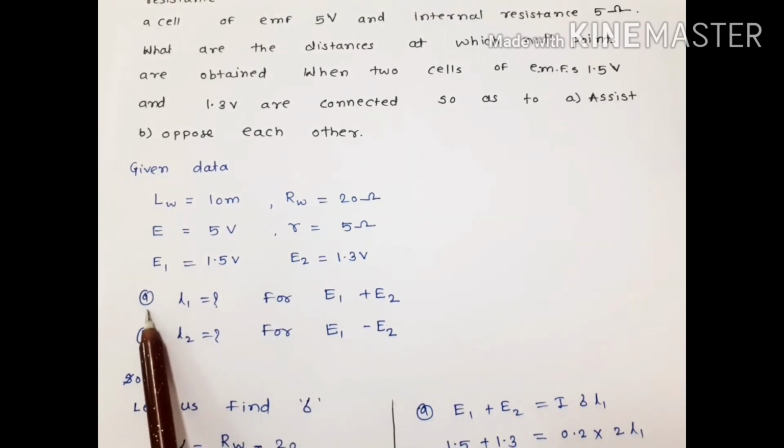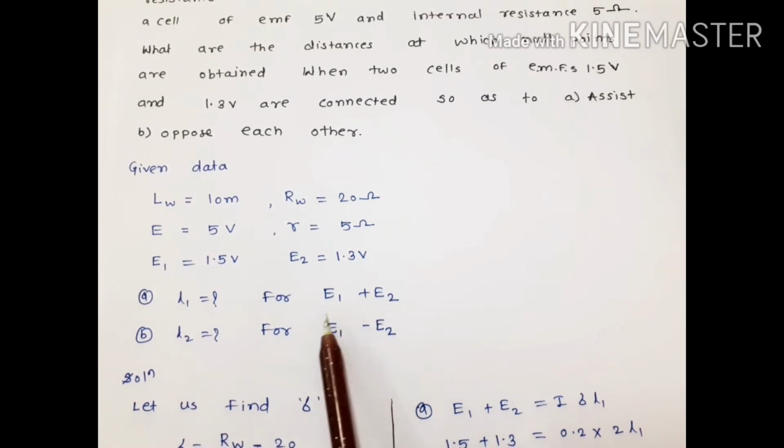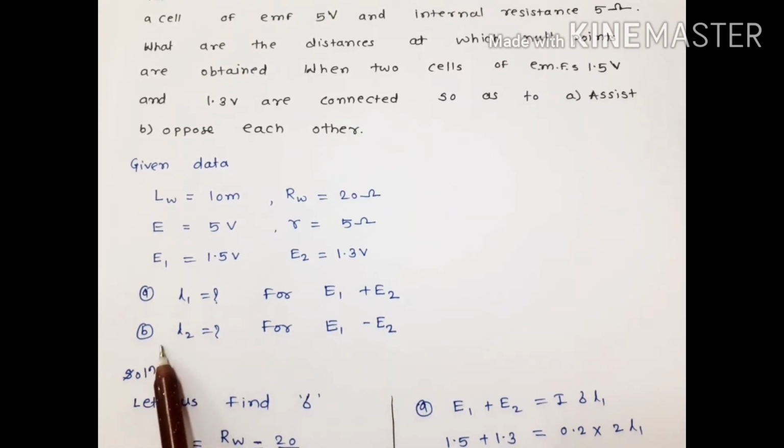Here our aim is to calculate the balancing length when the given cells are connected in assist mode, meaning sum mode, and the second aim is to calculate the balancing length when the given cells are connected in oppose mode, that is the difference mode.